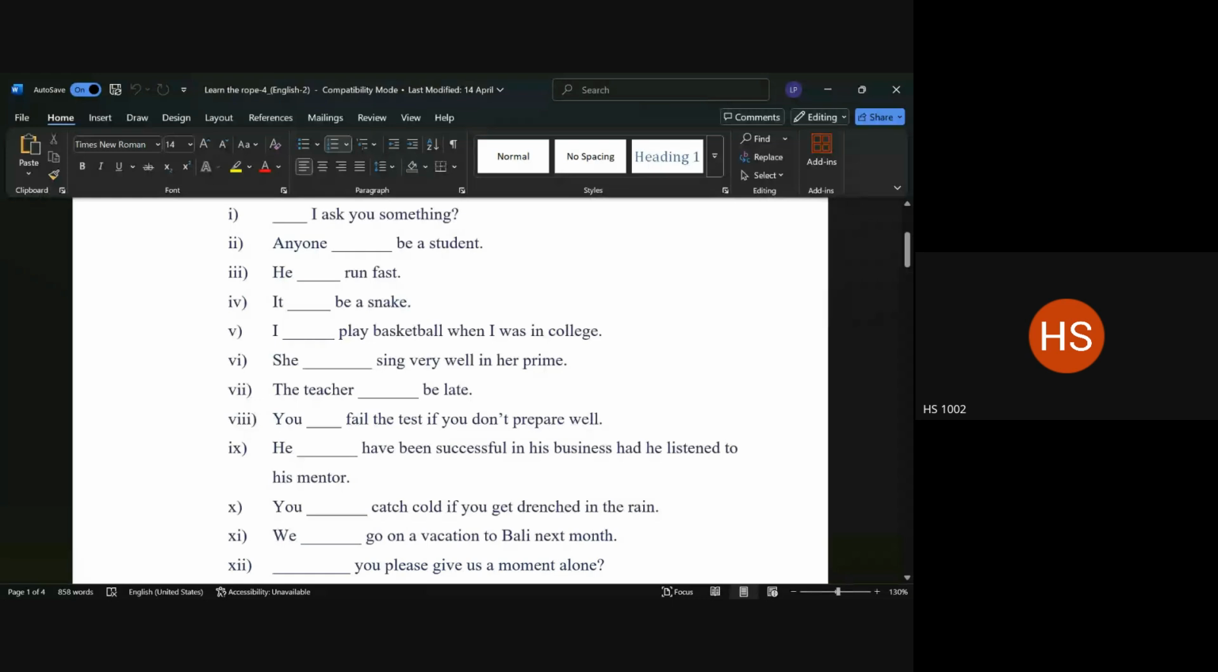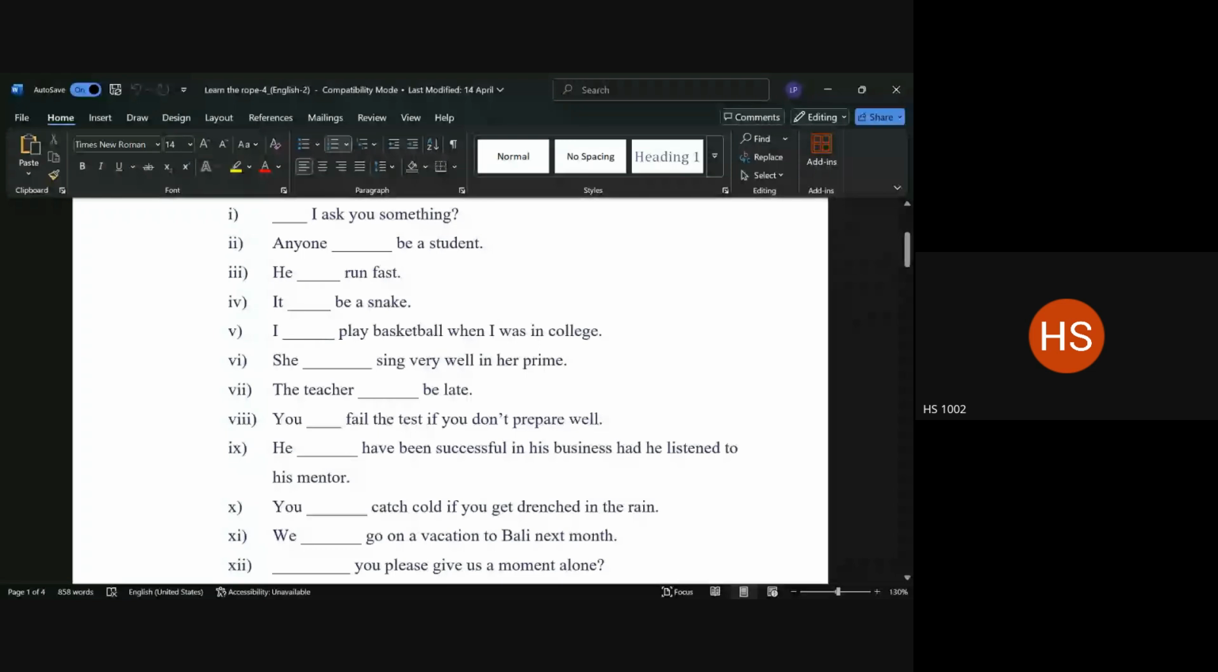Is it obligation? Will is not an obligation here, but remember the three things: promise, threat, and intent. So this is a threat or warning, right? Like you will fail the test if you don't prepare well. So this one is used as a modal verb because of that indication of threat or warning. It can be can.